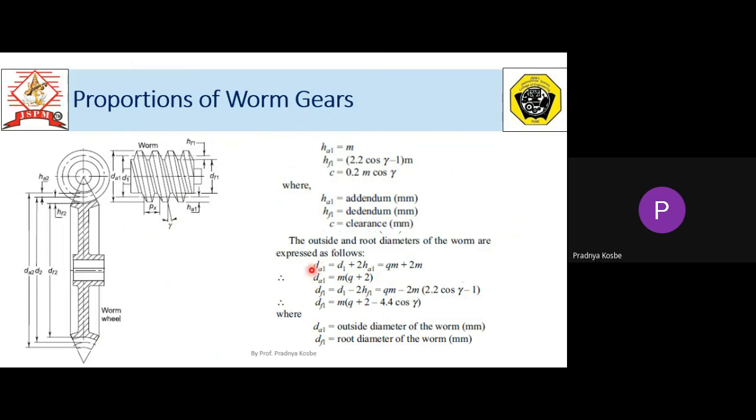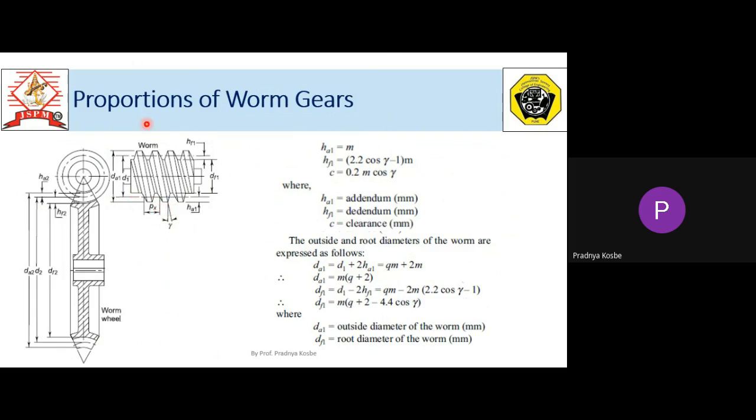So Da1 is the outside diameter of the worm, or addendum circle diameter of the worm. Da1 is equal to, you can see, D1 plus HA over here and HA on this side. So Da1 is equal to D1 plus 2HA1, but D1 is equal to Q into M and HA is equal to the standard module. So Da1 is equal to QM plus 2M. So Da1 is equal to M in bracket Q plus 2.